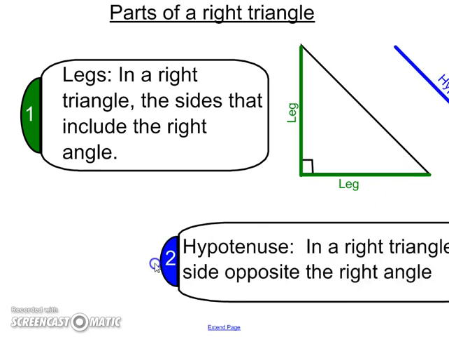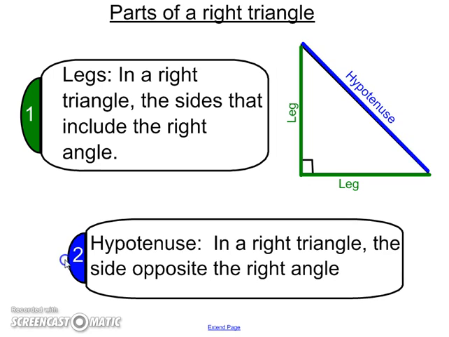Then we also have what is called the hypotenuse. Funky word. I'm not even sure where it comes from. Probably some Greek thing somewhere way back when. And the hypotenuse in a right triangle is the side that is opposite of the right angle. So it's across from the right angle.